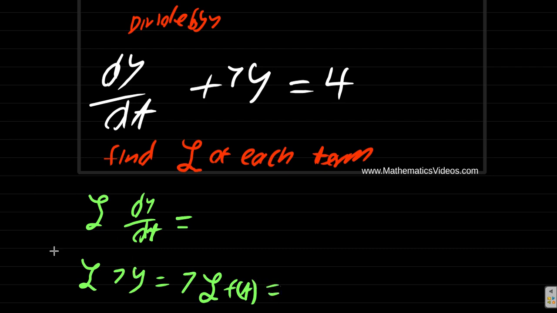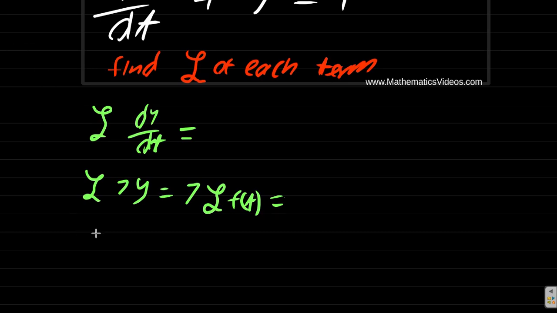Remember, the Laplace transform of 7 times a function is the same as 7 times the Laplace transform of the function. So I put the 7 on the left hand side of the Laplace transform on the right of 7. And then we're going to need the Laplace transform of 4. We want to find out what is the Laplace transform of 4. So, let's look at our Laplace transform tables.